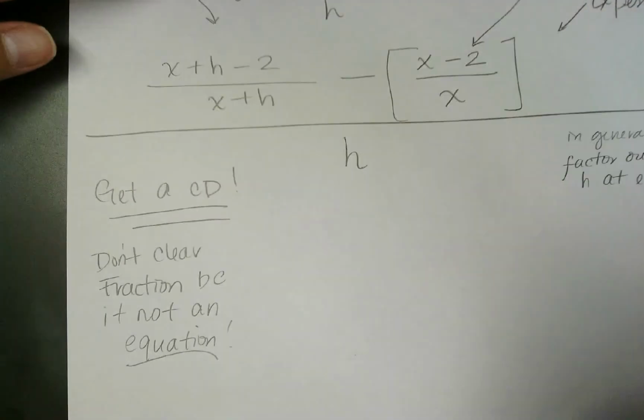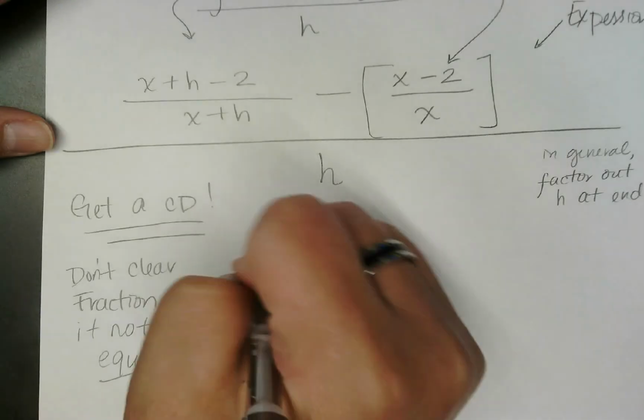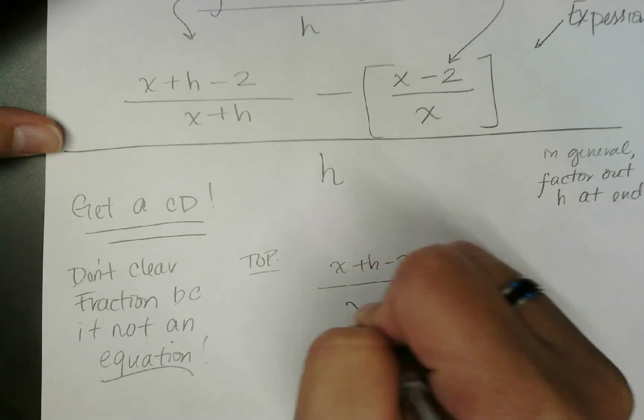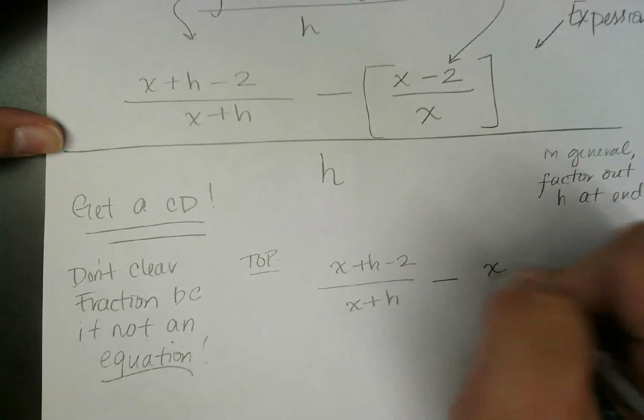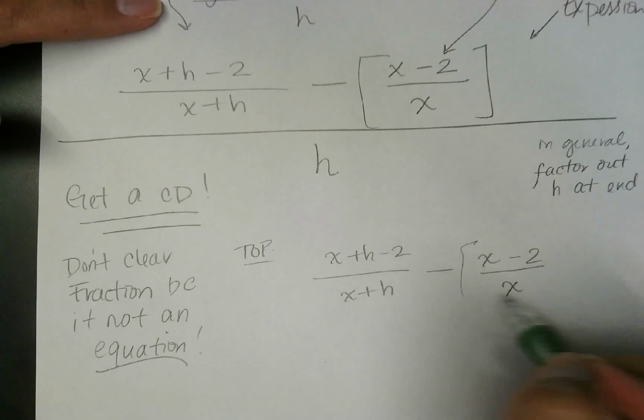So what do you do with expressions? My lovely person that said get a CD. You get a CD, okay? So here we go. This is just the top. It's a lot of stuff going on, so I'm going to keep track. This is on top minus this is on top. Again, eventually you're going to have to distribute the negative, whatever you decide.